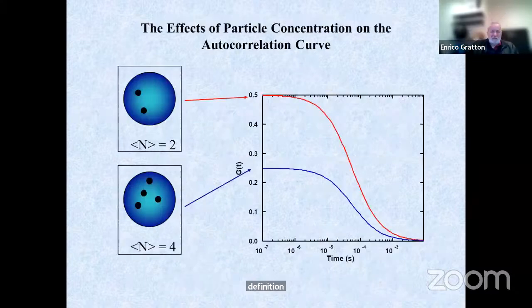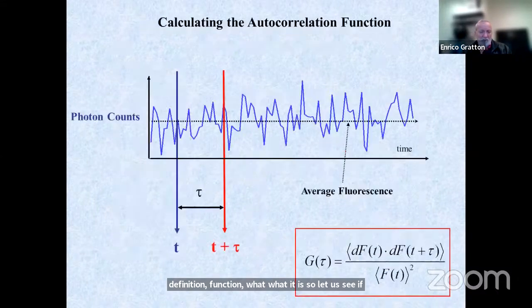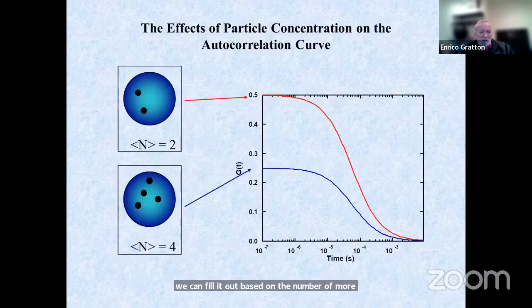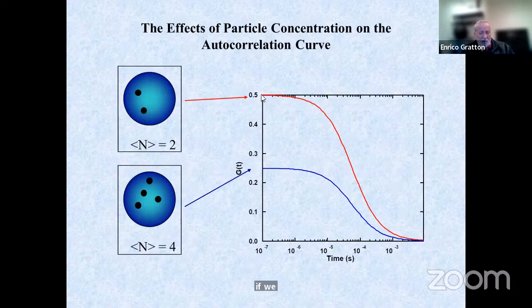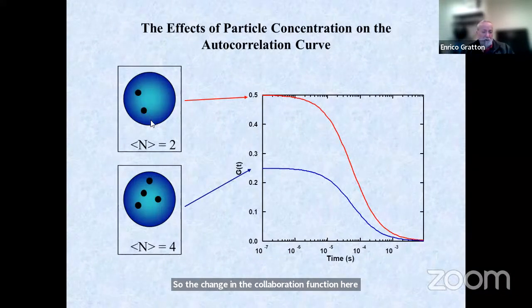So let us see if we can figure out, based on the number of molecules that are fluctuating in a given volume, what the value is corresponding to zero time. For example, suppose we have two molecules, and one goes in and one goes out, it will change by 50%. So the change in the correlation function here, red, will be given by the fluctuation of one molecule. If we have four and one leaves and the other goes in, we will have only one third of the molecule changing, and then that will be decreased.